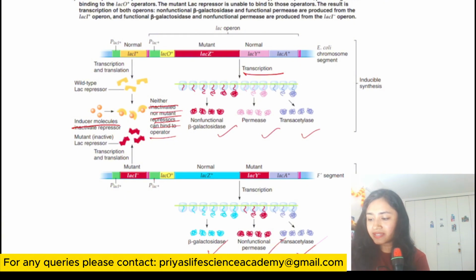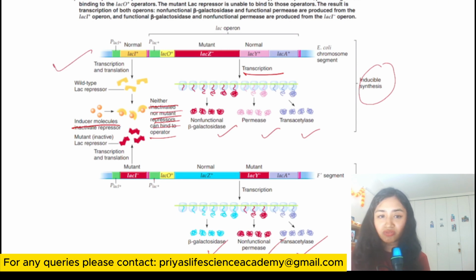Now you can say by this point that both of the synthesis are inducible synthesis. From this chromosome also it is inducible synthesis, and from this chromosome also it is known as inducible synthesis. Why are they known as inducible synthesis?